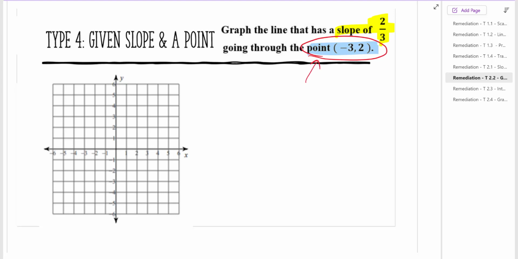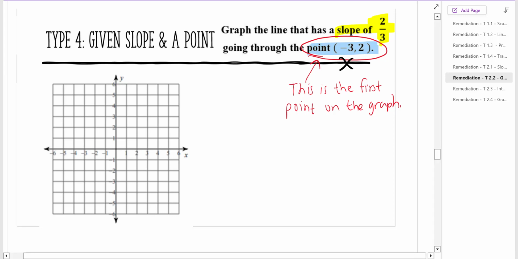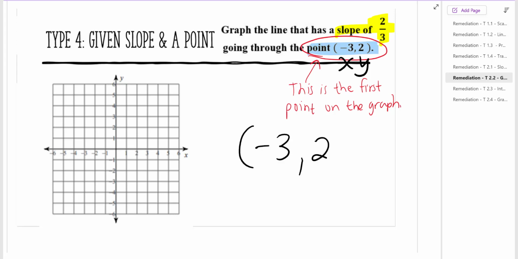So, I'm going to put an arrow. This is the first point on the graph. Okay. Now remember, that one's x and this is y. So we need to find that point on the graph. This is where we're going to do a review. So, x, if I go like this, x is first, y second.